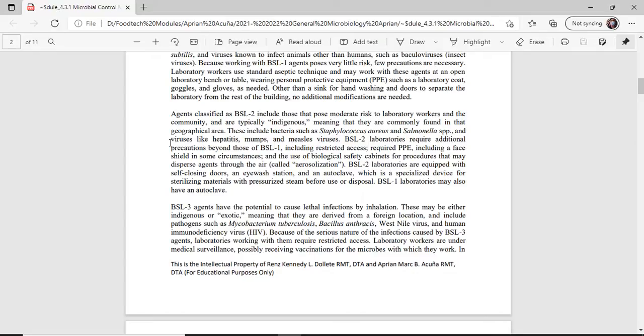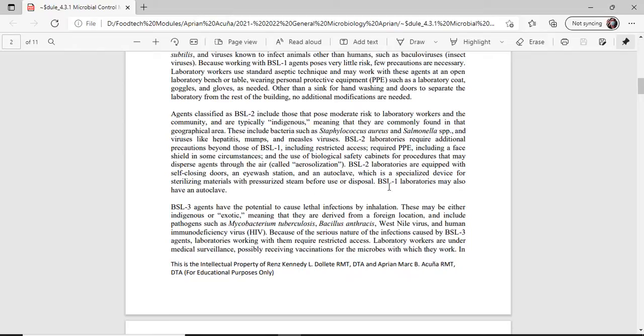Your BSL-2 laboratories require additional precautions beyond level 1, including restricted access and requirement for PPE, including a face shield in some circumstances, and the use of a biological safety cabinet for procedures that may disperse agents through air, or what you call aerosolization. BSL-2 laboratories are required to have self-closing doors and also an eyewash station and an autoclave, which is a specialized device for sterilizing materials with pressurized steam before disposal.